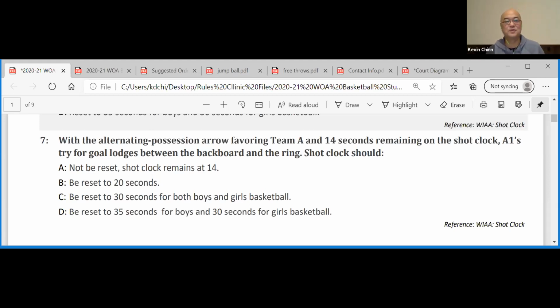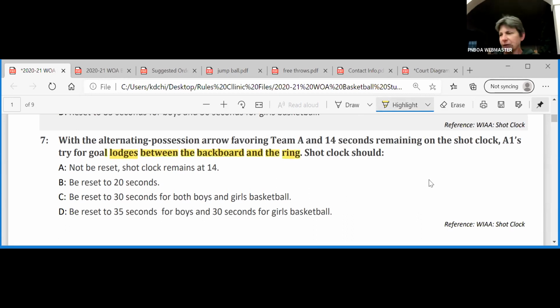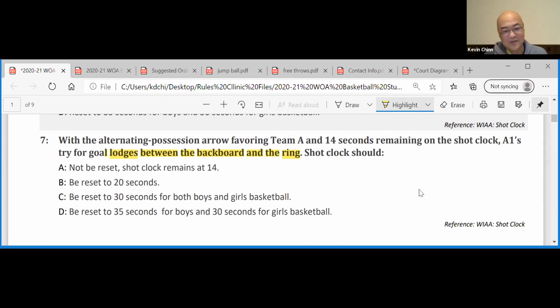So first things first. What is this trying to tell you? A1's try for goal lodges between the backboard and the ring, right? So here's the key thing, right here. Lodges between the backboard and the ring. So I'm going to ask this question, and somebody can just pipe in. If the guy takes a shot with a shot clock and it hits the rim, and the ball comes off and gets rebounded, do we reset the shot clock?